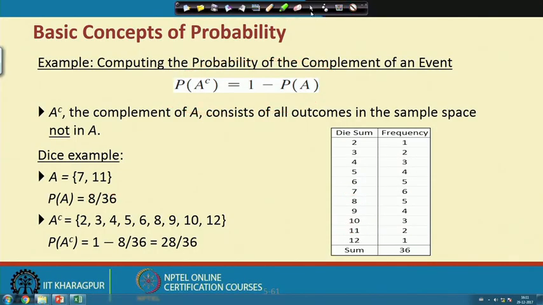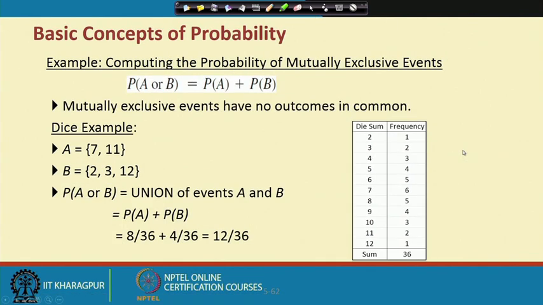Then moving towards further discussion about probability, I will connect with some of the rules behind probability. There is a concept called mutually exclusive. P of A or B, that means two events, event A and event B. If they are mutually exclusive, then the probability of A or B is equal to the probability of A plus the probability of B.